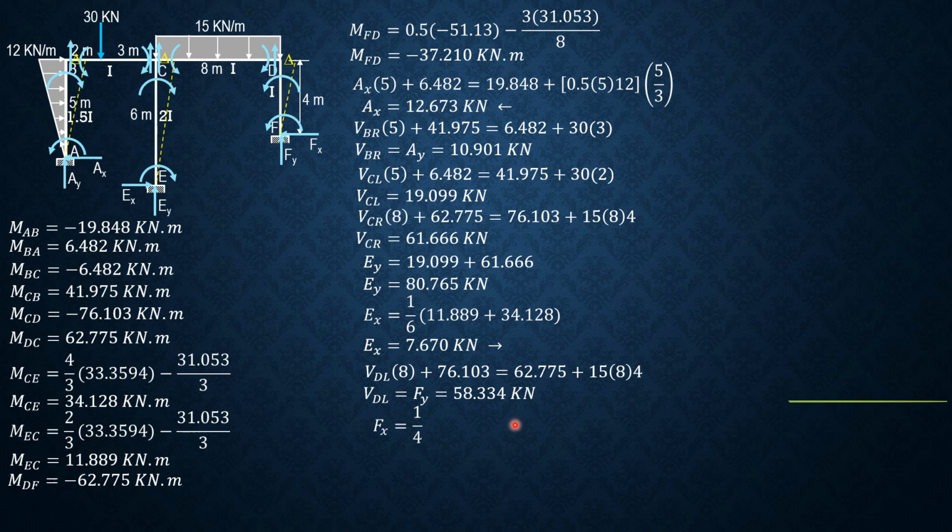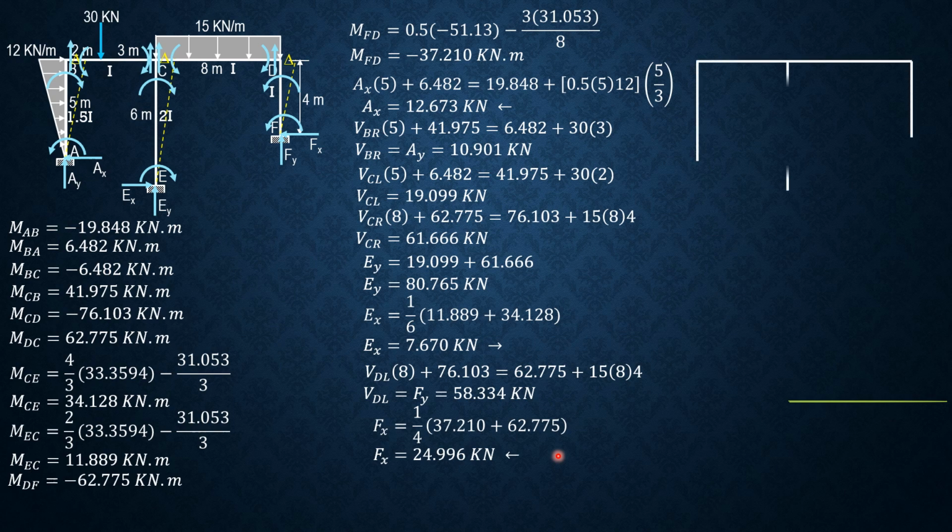Then Fx is 1/4 of quantity MFD, which is 37.21 plus MDF, which is 62.775. So Fx is equal to 24.996 kilonewtons. And this is leftward. So now that we have found the reactions and shears, we can now construct the shear diagram, shear force diagram.